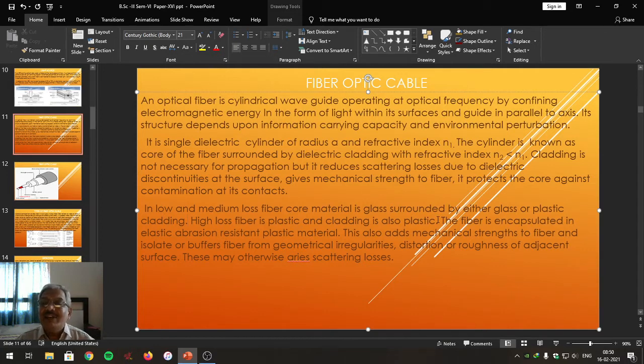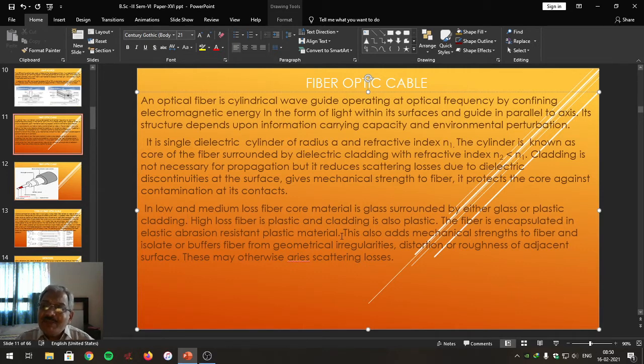This entire fiber containing core and cladding is encapsulated in an elastic aberration having a high resistant plastic material. Means the combination of core and cladding is inserted within the elastic aberration. Over that the elastic coating will be put, which is made up of high resistance plastic material.